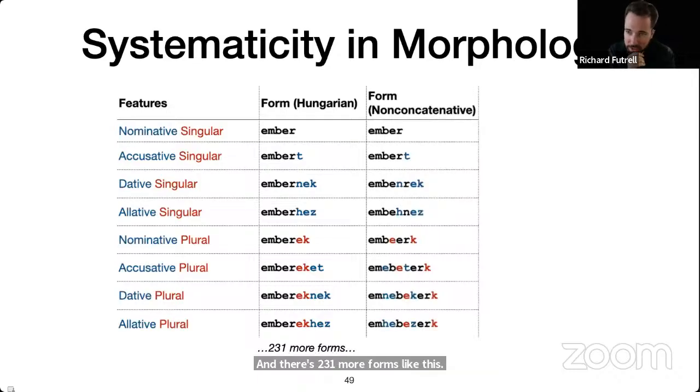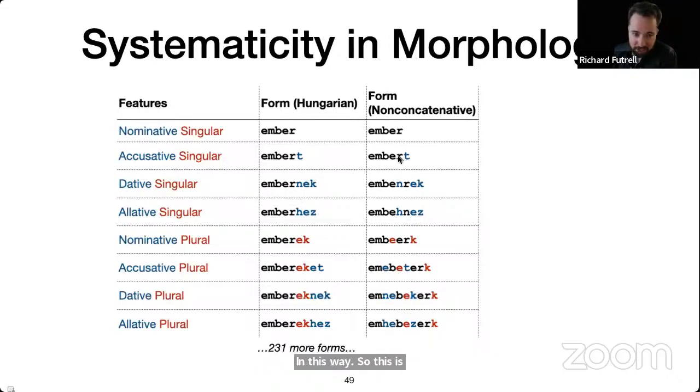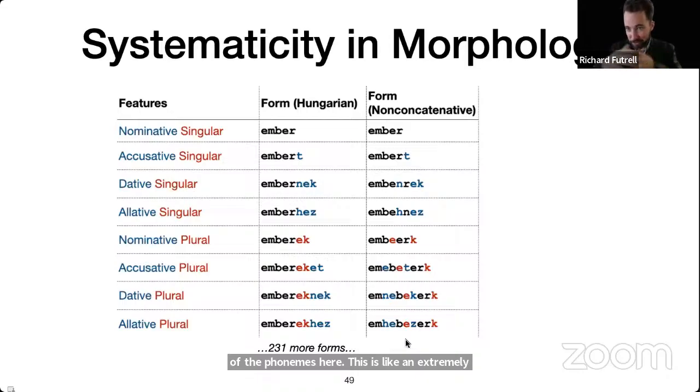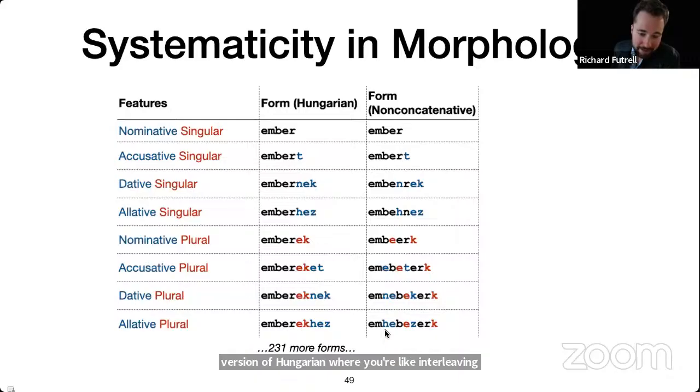So we can imagine what would Hungarian look like if it were not concatenated, if it were not local in this way. So this is a randomized version of Hungarian where, instead of taking the morphemes and concatenating them together as you do in the real language, I just shuffled the order of the phonemes here. This is like an extremely non-concatenative version of Hungarian where you're interleaving the morphemes together. And even if you just look at this, you can kind of get a sense for why this would be bad in terms of information locality.